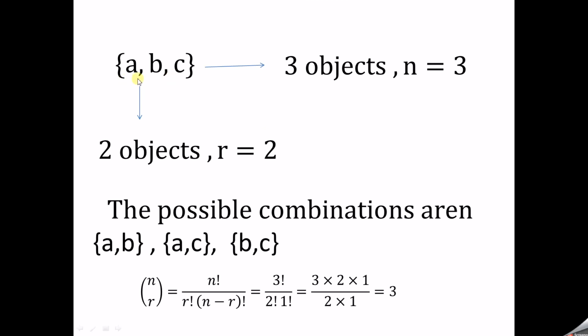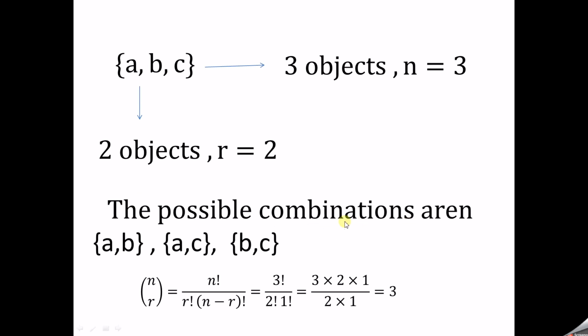Let us see this collection ABC. There are 3 objects, so n is equal to 3, and we are interested in selecting 2 objects from these 3. So r is equal to 2, from this set of 3 objects. While we are selecting, we are not taking the order into consideration. The 2 objects we select can be in any order. Order is not important.